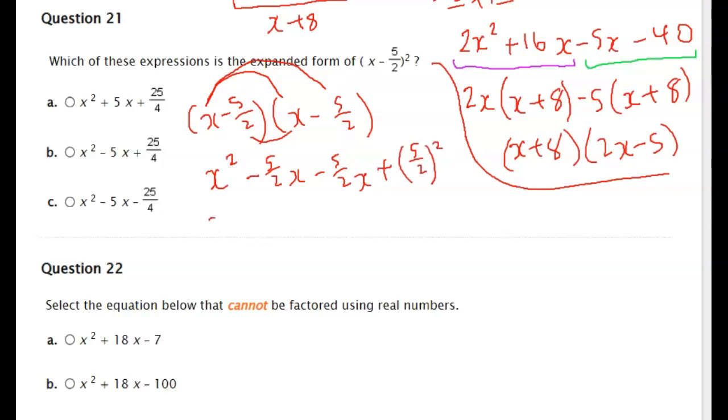So let's tidy things up a little bit. So we've got x squared. 5 on 2 is the same as 2.5, so if it's easier for you to think of it as a decimal, you can. So we've got minus 5 on 2 minus 5 on 2, which gives minus 10 on 2, which is the same as minus 5. And then 5 squared is 25, and then 2 squared is 4. Okay, so our correct answer is going to be B.